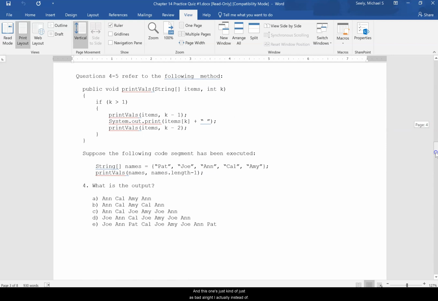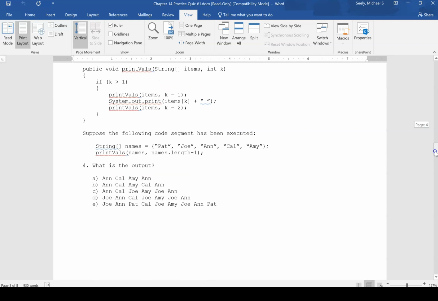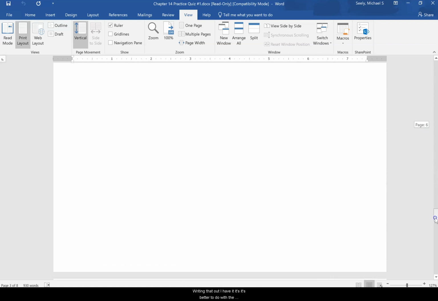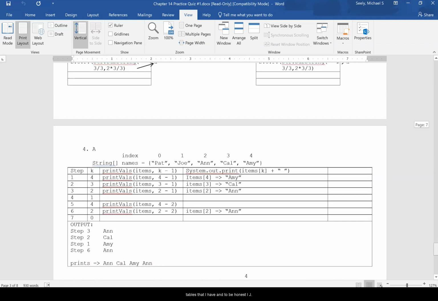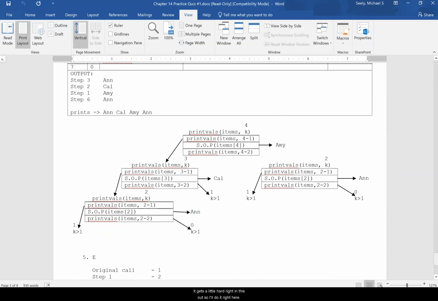And this one's just kind of just as bad. All right, instead of writing that out, it's better to do with the tables that I have, and to be honest, it gets a little hard writing this out. So I'll do it right here and kind of walk you through it, okay?